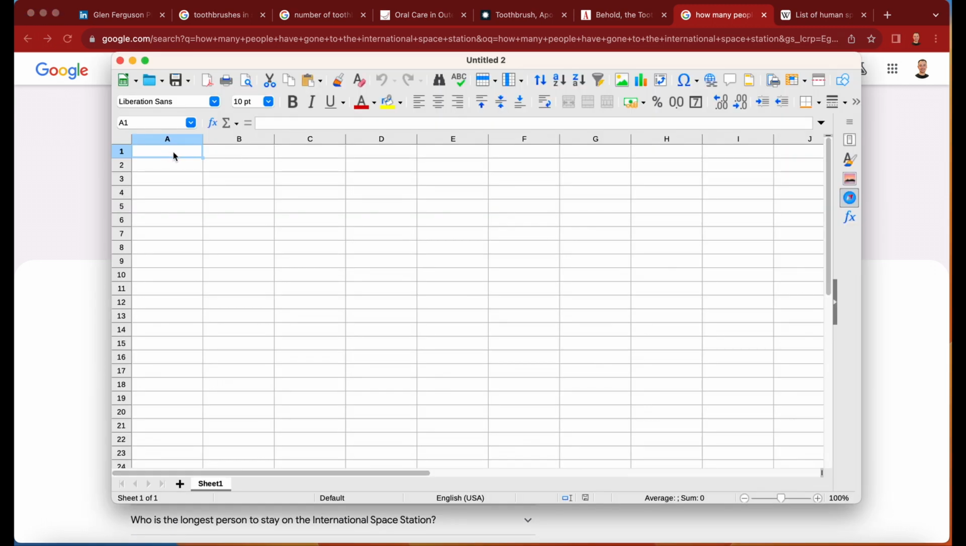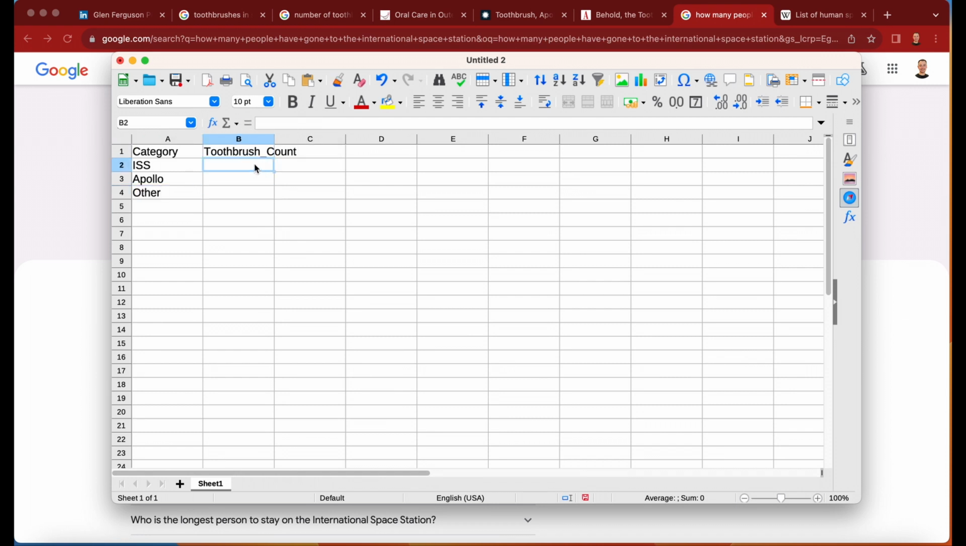Okay, we're going to do this as category, toothbrush count. So category. So we've got, for example, here, ISS. We have Apollo. What else do we need? Category, ISS, Apollo. I'm not going to go super deep into all of the programs. We're just going to say other for other space missions. Okay, so we have toothbrush count.